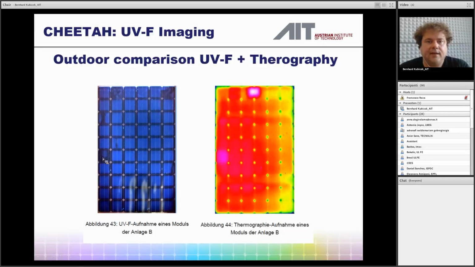fluorescence, you will see that there are cracks in this cell at this position. But it's not the only crack. So here on the right-hand side of the module, there would also be a crack, and you have no correspondence here. Or at the top right corner, you have a broken cell, but you see absolutely nothing in the thermography, which means that only this cell is the weakest link and heats up.